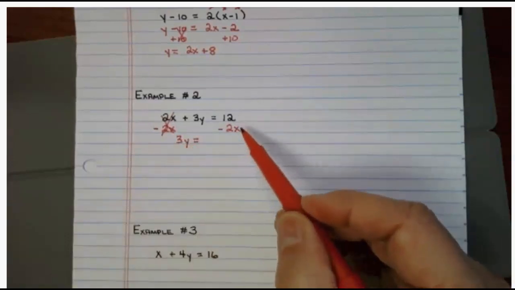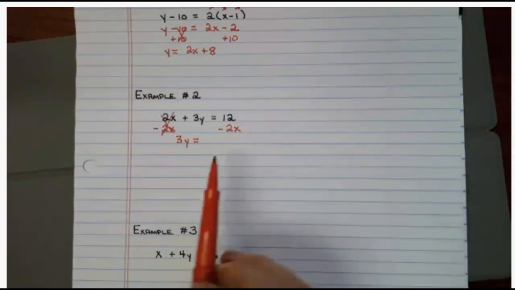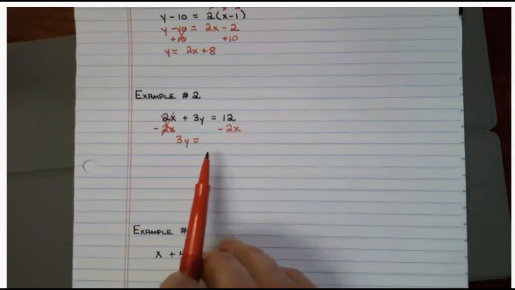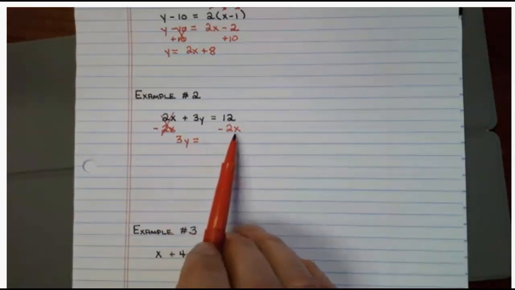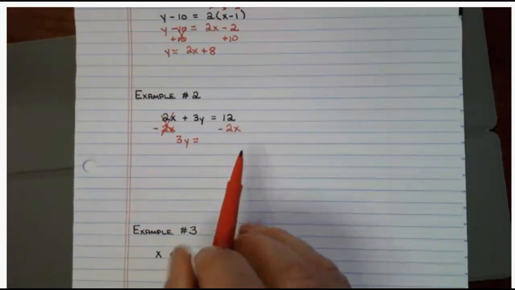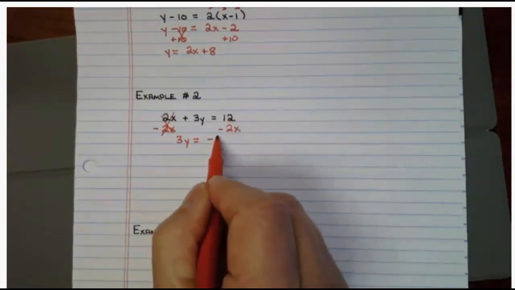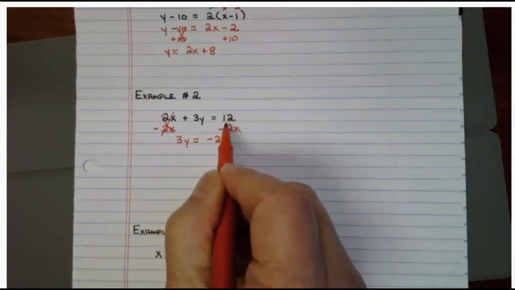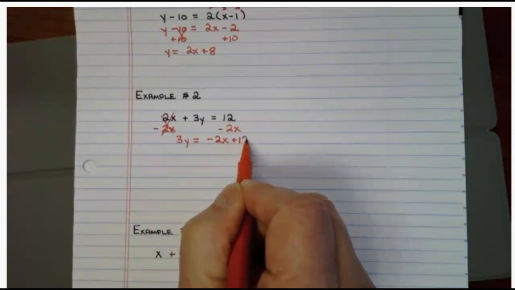These are not like terms. I can't combine these together. I need to put them, though, in the correct order. The correct order for slope-intercept form is the x needs to go first and the constant or the number needs to go on the end. So I'm going to write the -2x first, and since that's a +12, I'm going to put +12 right there.